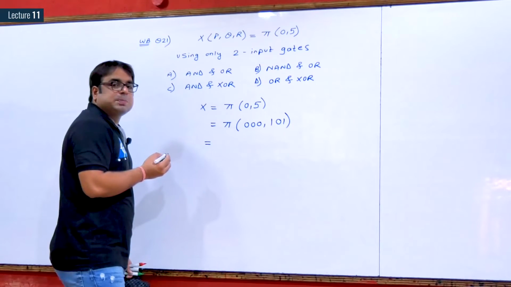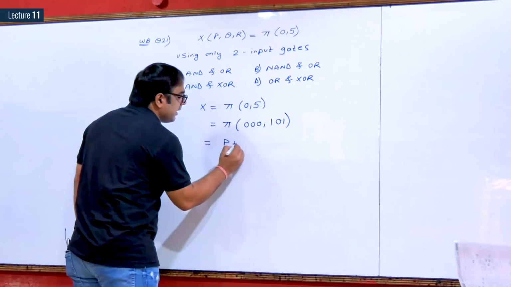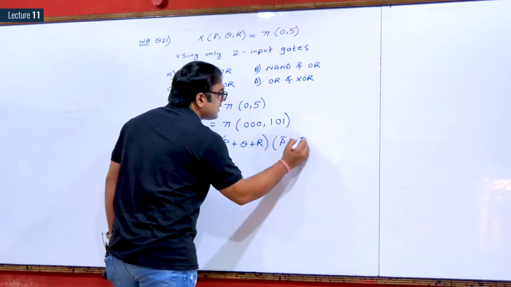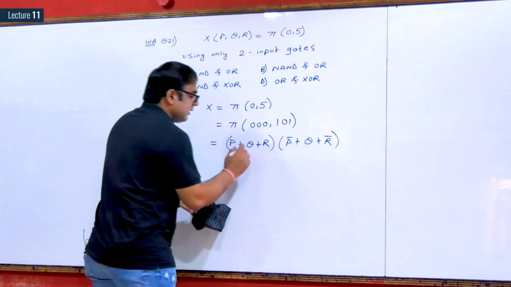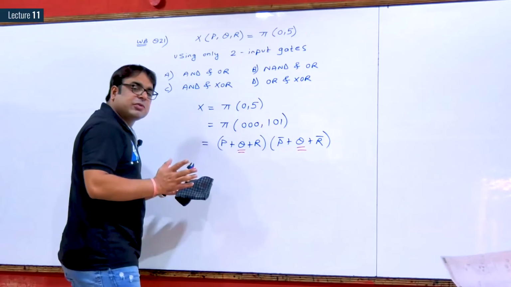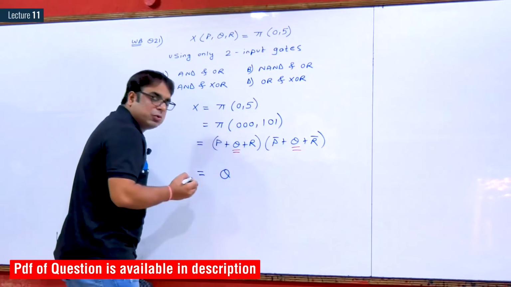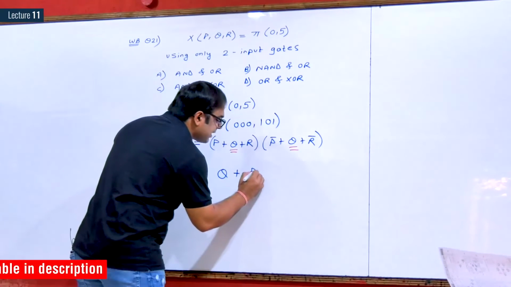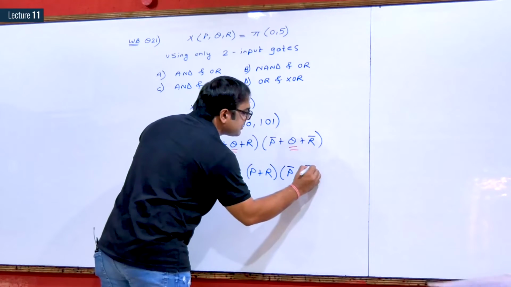Now in max terms or POS, you should remember 0 corresponds to the normal variable. So this would become p plus q plus r and p complement plus q plus r complement. Then you can use distributive law. Q is common and the rest of the terms are distributed. So this would be equal to the common term, that is q, plus the terms which are distributed, you have to merge them. So from the first expression it is p plus r, the next one is p complement plus r complement.